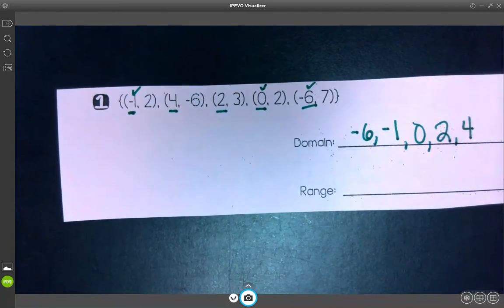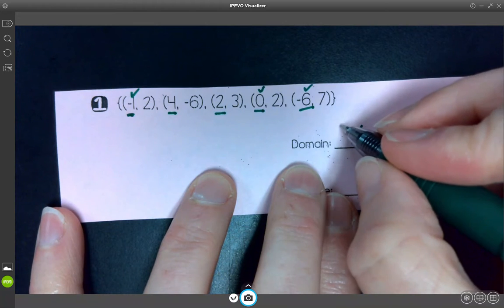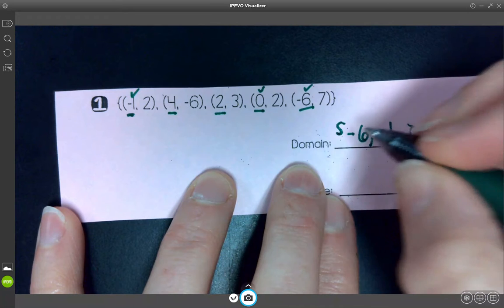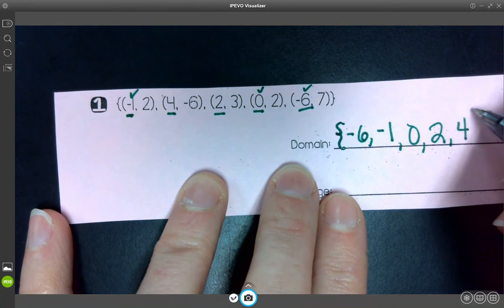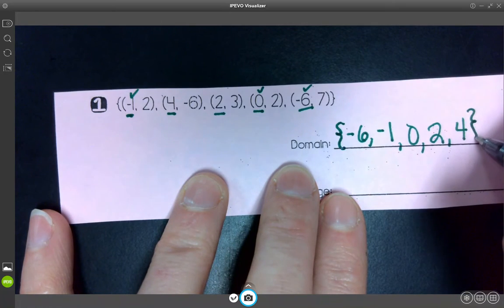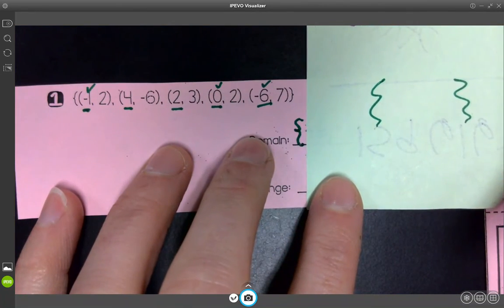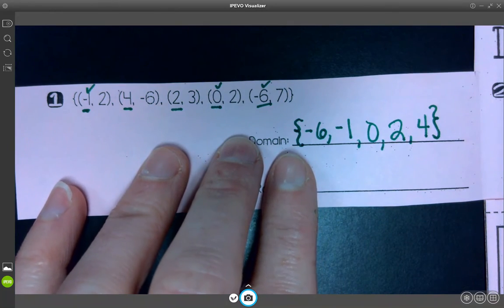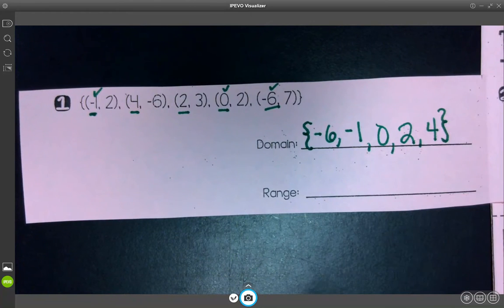Yep. You do need to put a little curly brace around it because it's the set of X values. So the way I do my curly brace is I do an S, and then I do a backwards S. And then you could do a backwards S and then a forwards S. Some people do it like this, which that's fine too, but this is how you would do the curly braces if you want to try to make it look like that. So this is the set of all X values.